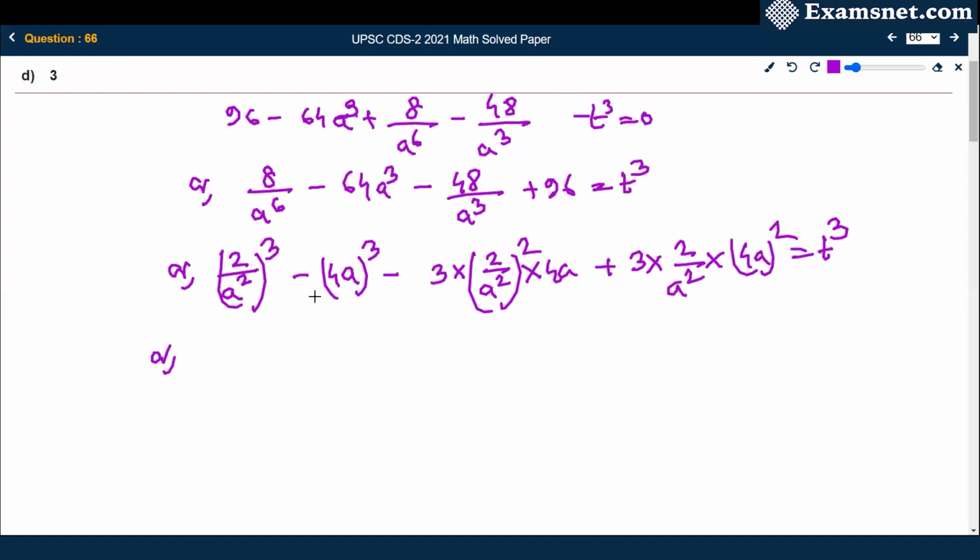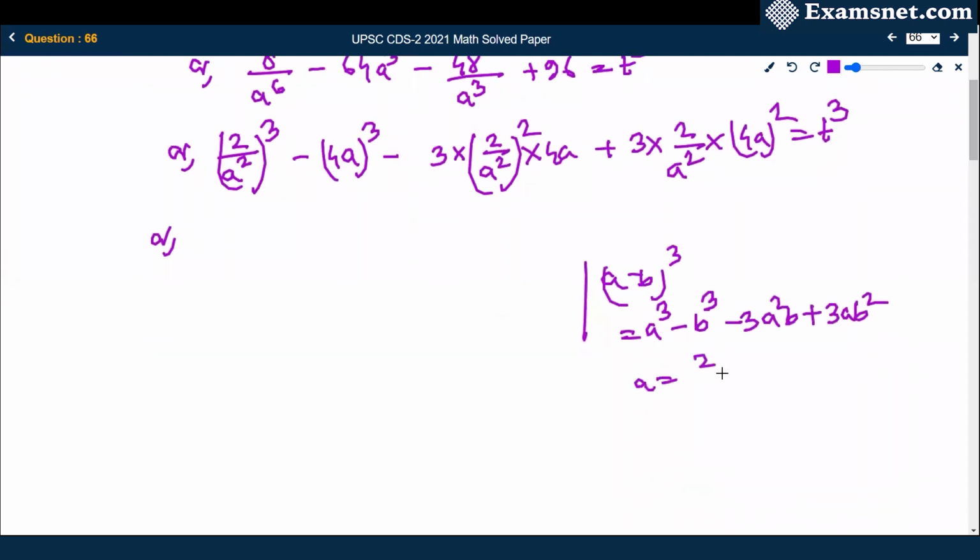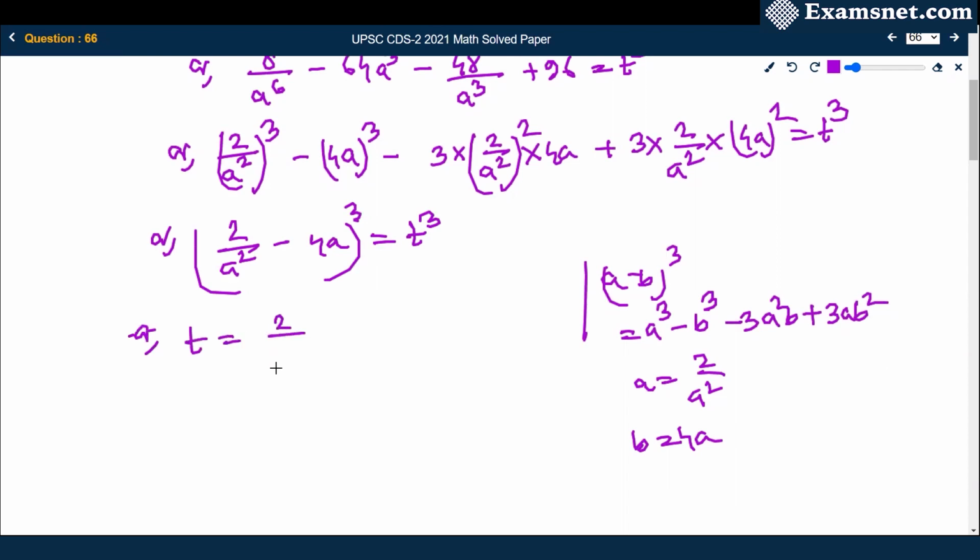Now look here, it is the a minus b whole cube formula, because we know a minus b whole cube equals a cube minus b cube minus 3a square b plus 3a b square. Same way, here we can consider a as 2 by a square and b as 4a. So we can simply write 2 by a square minus 4a whole cube equals t cube. If we take the cube root on both sides, we will get t equals 2 by a square minus 4a.